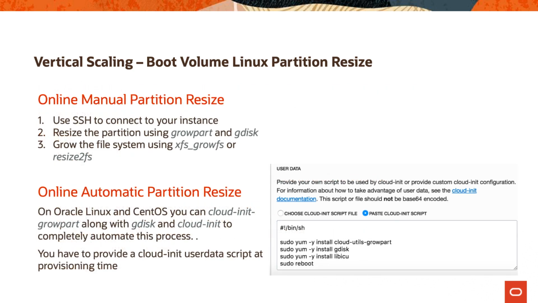For the boot volume for Linux partition resize, this is going to be a manual partition resize, or you can do an online automatic partition resize using cloud-init scripts. So as you can see here, it's sudo yum -y install cloud-utils-growpart, and then it goes through the entire process, and then you'll just have to run a couple commands when you actually log into it.